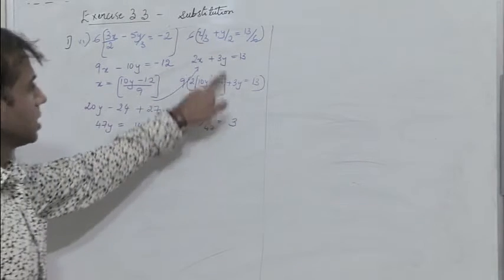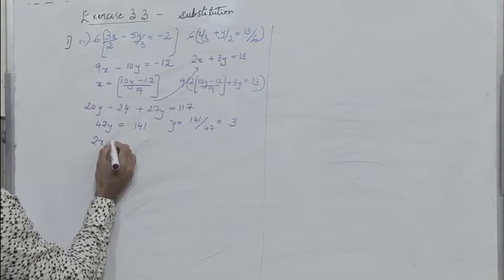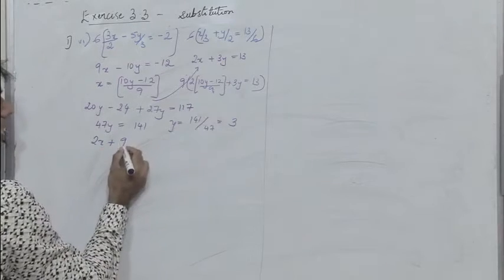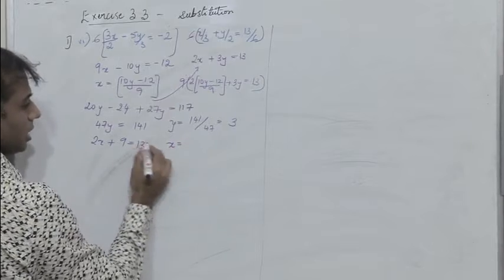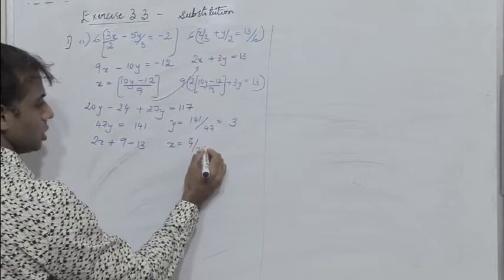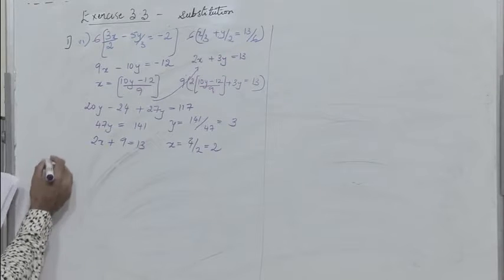Right? So if y is 3, let me substitute this back here. So I get 2x plus 3 into 3 is 9 equals 13. So x equals (13 minus 9) is 4 by 2, which is 2. So x is 2 and y is 3.